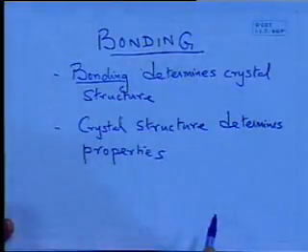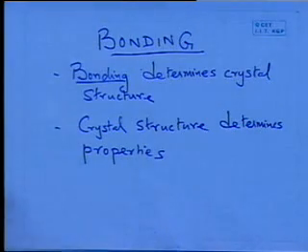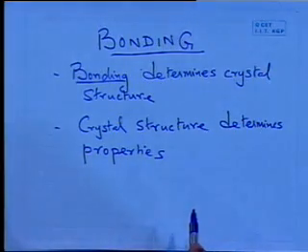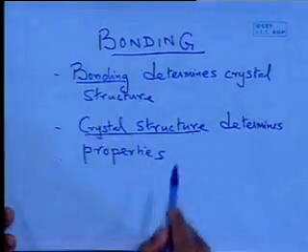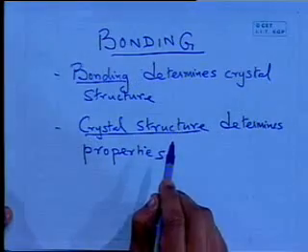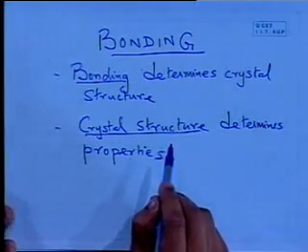Bonding, we will understand, will help us to see why atoms cluster together in certain geometrical ways to form crystal structure. And then by looking at the crystal structure and the details of the atomic structure, we can practically predict what kind of properties we can expect from such a material.